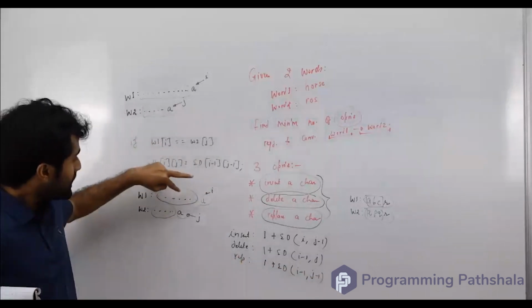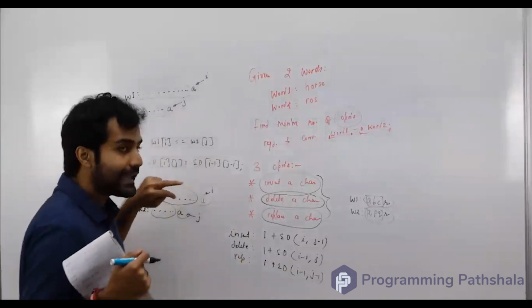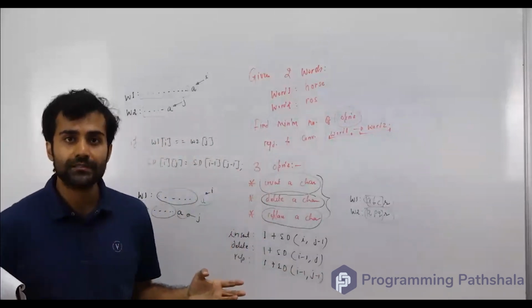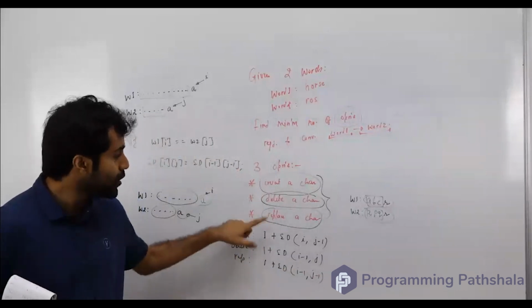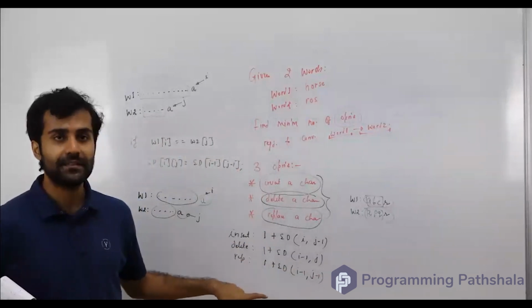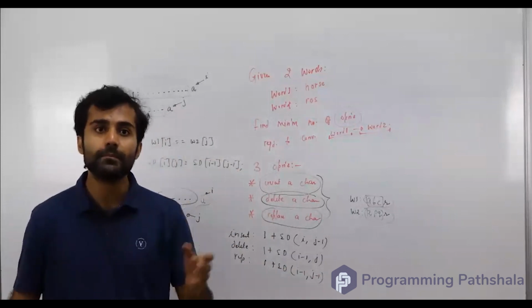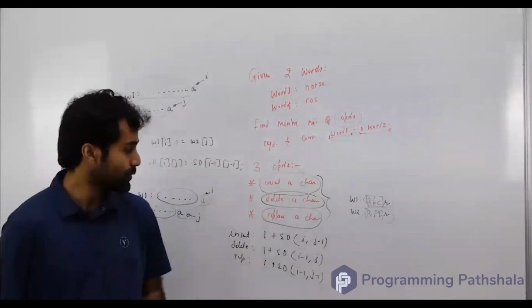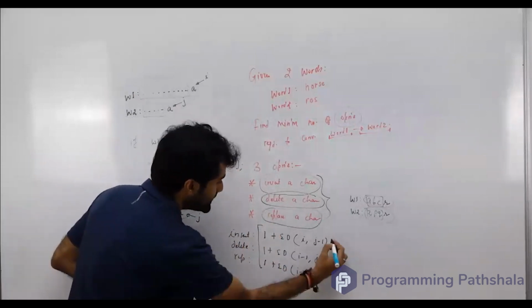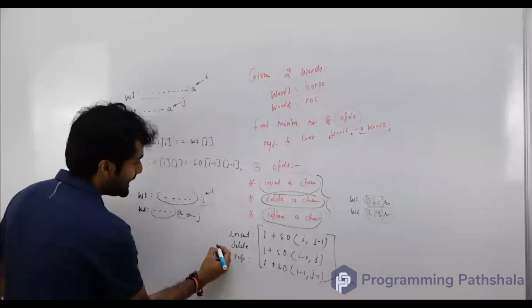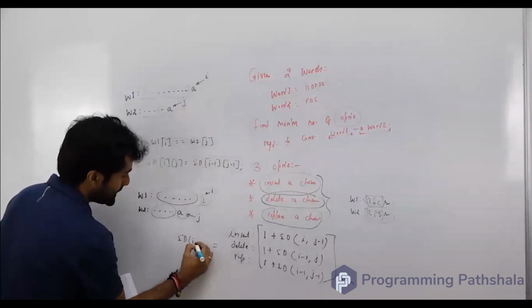So when the last characters of the 2 words did not match, then we had these 3 options. But what should be our actual answer? We are interested in the minimum number of operations. So whatever is the minimum of these 3 things, that is going to be the value of ED of I J.